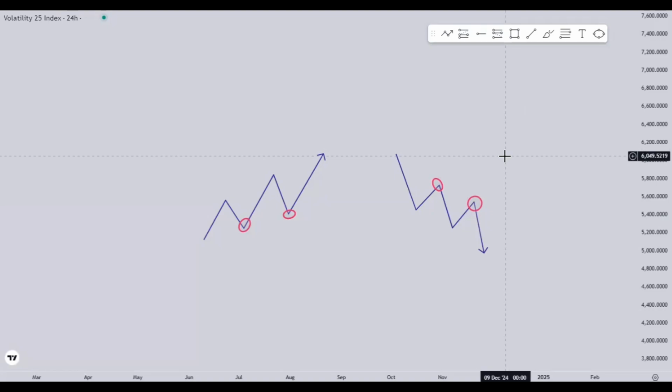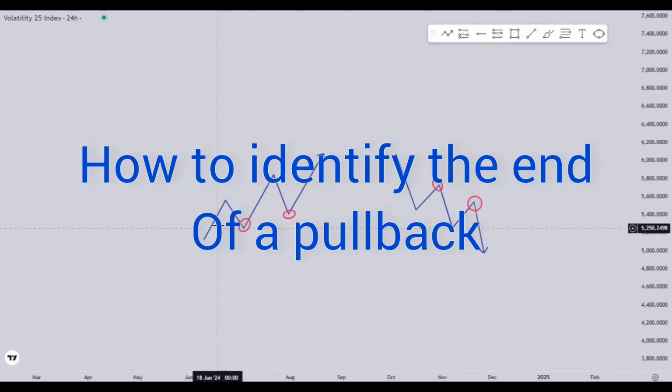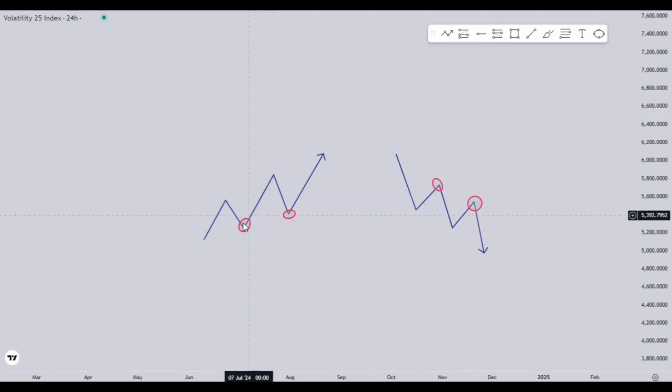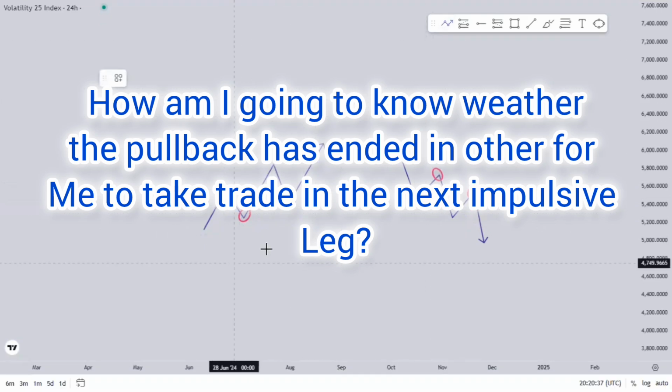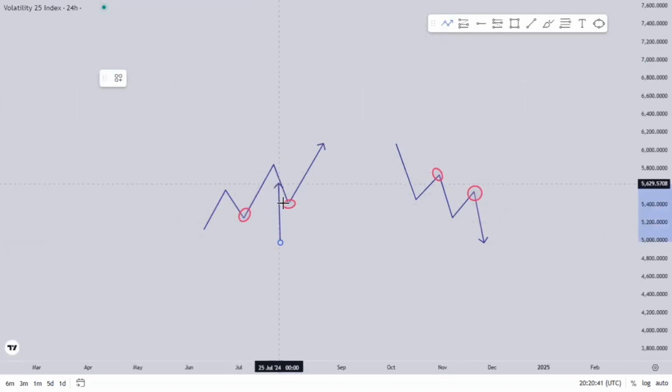So today's lesson is going to be on identifying the end of a pullback. How do you identify the end of a pullback in order to get involved and take up this continuation move? I've received questions like, how am I going to know whether the pullback is ending here, or is there any way to identify it in order to get involved before the next impulsive leg continues? Because the whole concept behind trading along with the trend is being able to what? To recognize this point here before what? The next impulsive leg kickstarts.